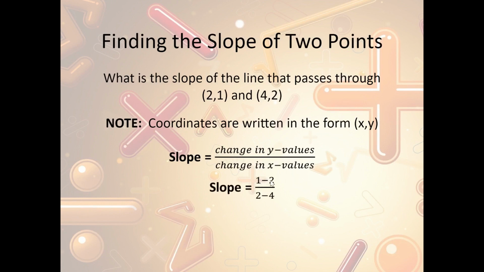Now when I do that, 1 minus 2 is negative 1, and 2 minus 4 is negative 2. And a negative divided by a negative just becomes a positive. So this is just 1/2. So my slope for that line that goes through those 2 points is 1/2.